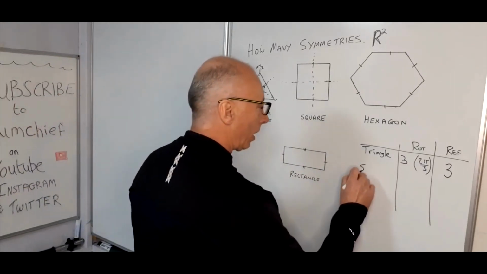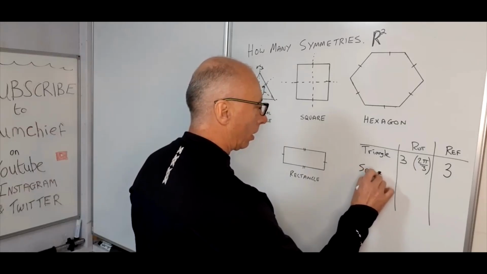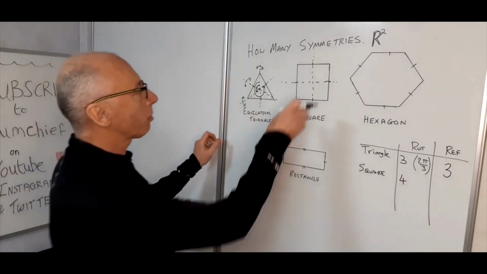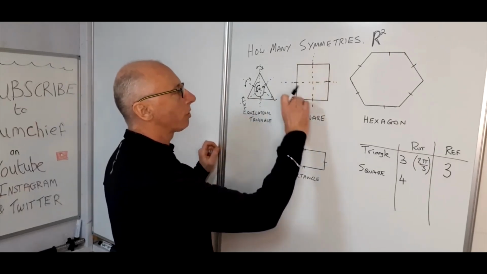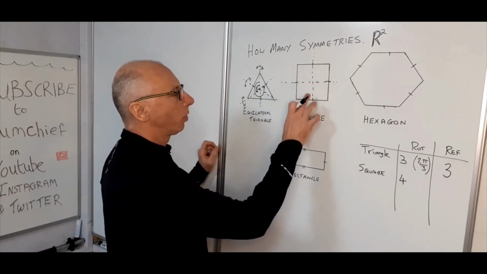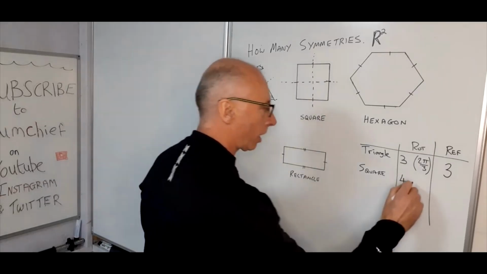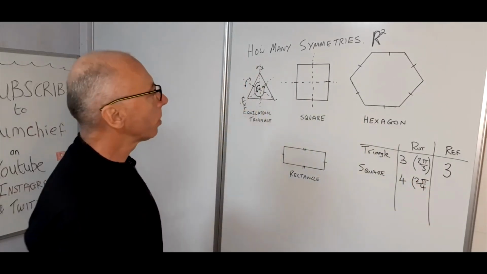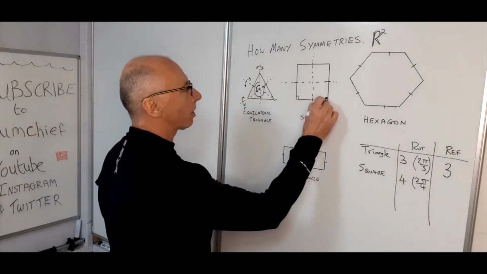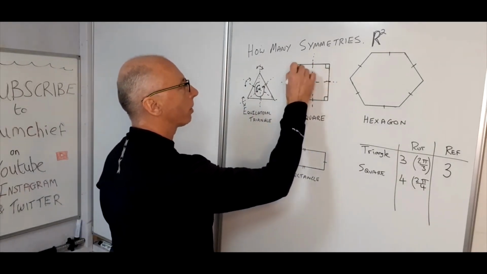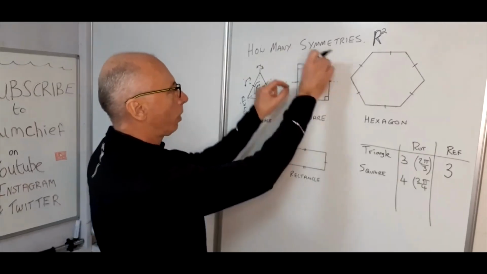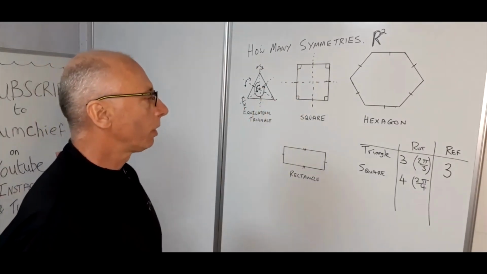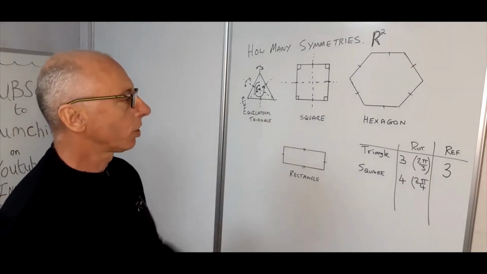So for the square, we've got 4 rotations, and again, as we're rotating through 2 pi or 360 degrees, and we've got 4, each rotation is 2 pi over 4. Now that makes sense because each corner of these is a right angle, which is 90 degrees. And to get each one to each one, that's 90 degrees, which is pi over 2, so therefore we've got 2 pi over 4 for each rotation.